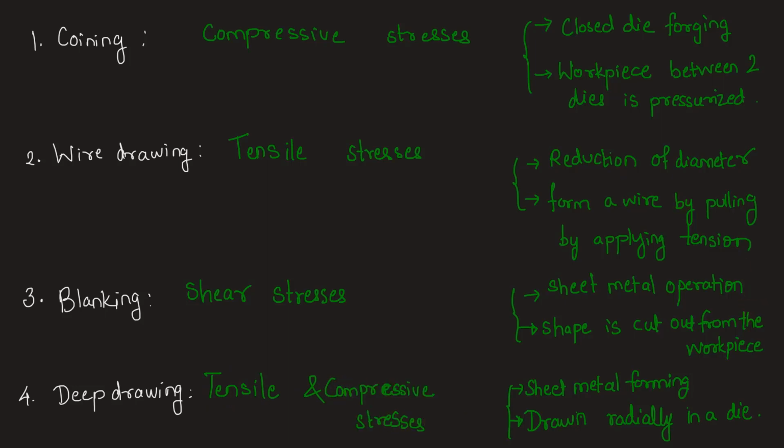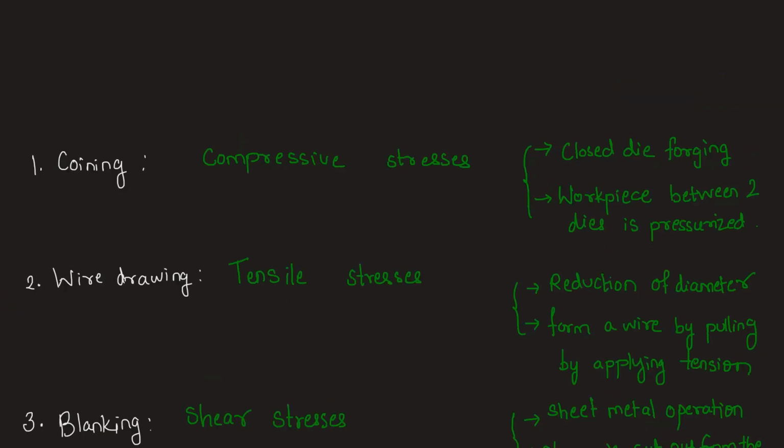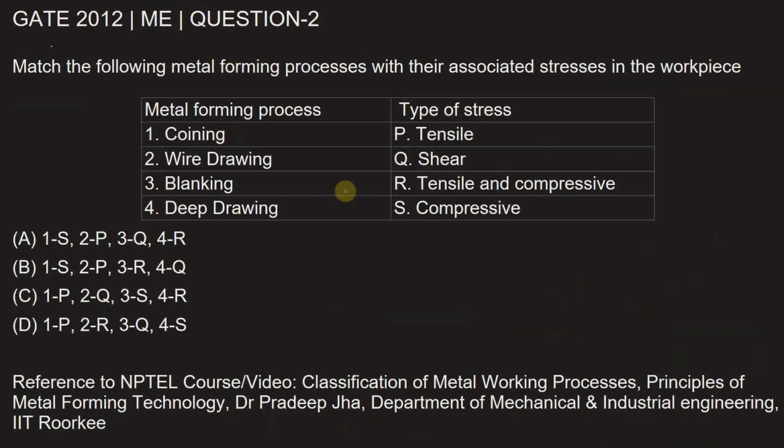Let's go back and mark the correct option. We have coining with compressive stresses, wire drawing with tensile, blanking with shear, and deep drawing with tensile and compressive. So coining is with compressive, that is S, wire drawing is with tensile, that is P, blanking is with shear, that is Q, and deep drawing is R. So 1 for S, 2 for P, 3 for Q, and 4 for R. Option A itself is the correct option.